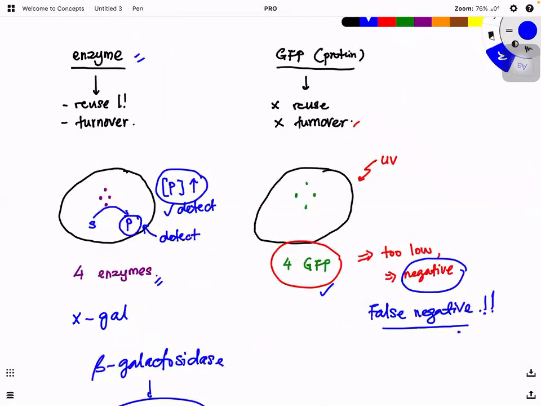This question actually came out in your past year paper before, so please be aware of this. The limitation of the green fluorescent protein is that because it is non-enzyme and doesn't have a turnover number, the signal may be too low to be detected by the device.